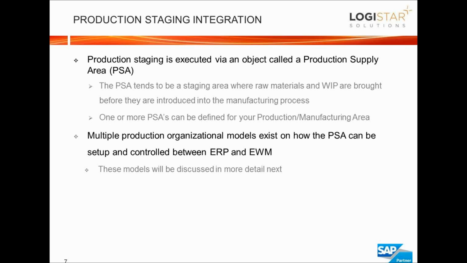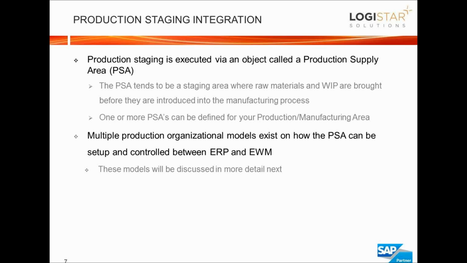From a production staging integration perspective, it's really executed via an object that I referred to earlier called a PSA, a production staging area. That staging area really is just an area where raw material or other WIP components are brought before they're introduced into manufacturing. So it could be one area, it could be multiple areas within your production facility.